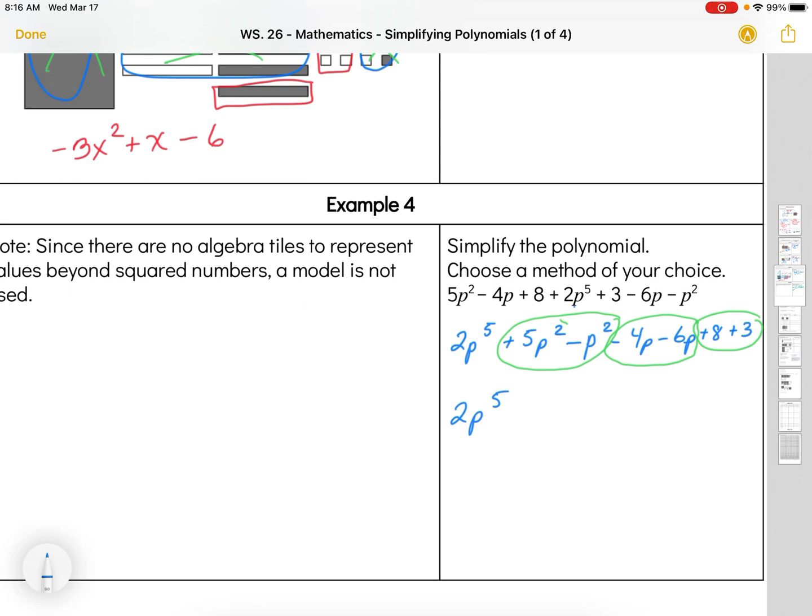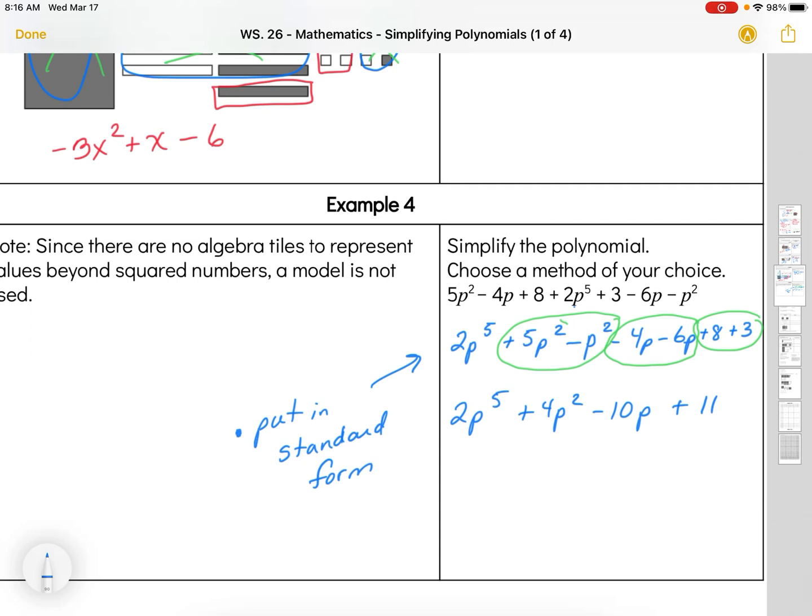Okay, so my 2p to the 5, that stays as is. 5p squared minus p squared leaves me with 4p squared. Negative 4p minus 6p is negative 10p, and then 8 plus 3 is 11. Okay, I do like reordering it, so put it in standard form first, because then it's going to be in the right order and it's easier to sort things out.